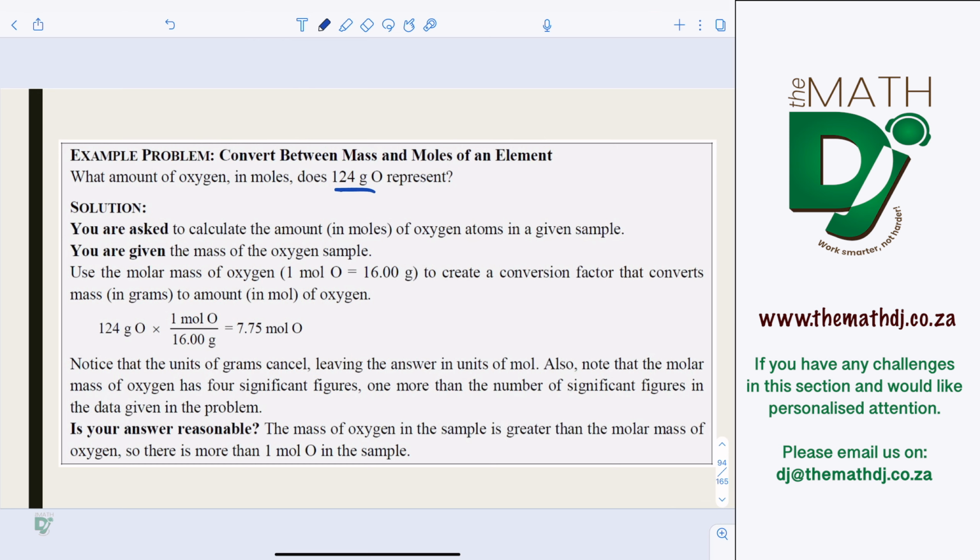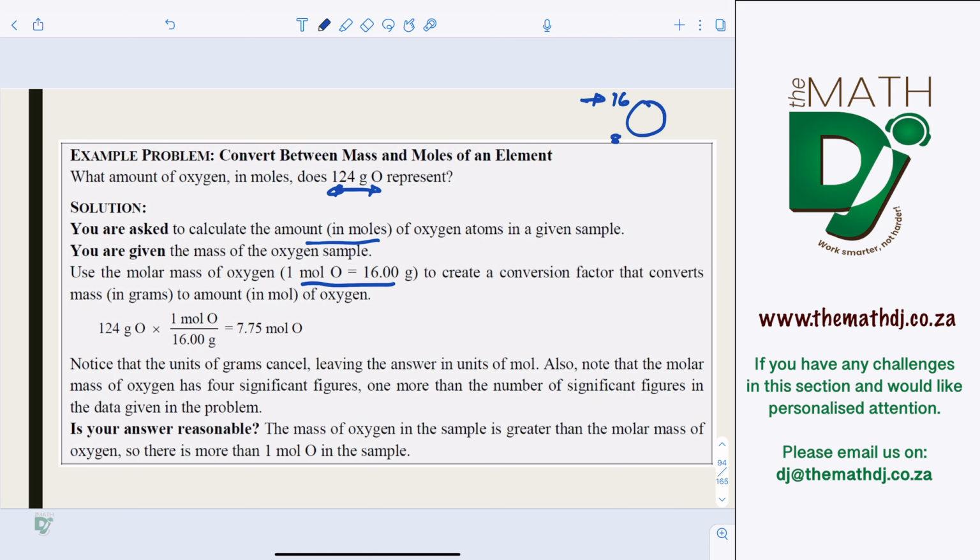So you are asked to calculate the amount of moles of oxygen in a sample, and you are given the mass, which is 124 grams. So use the molar mass. If you go to the periodic table, oxygen is 16, 8, something like this. So this number on top, that's what we are looking at. So it means 1 mole has got 16 grams. To create a conversion factor that converts mass to the amount of moles of oxygen. So basically it's the same proportion.